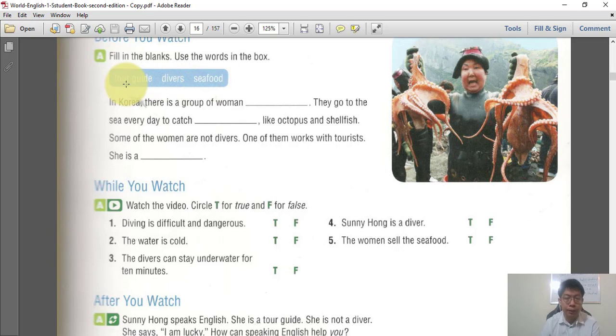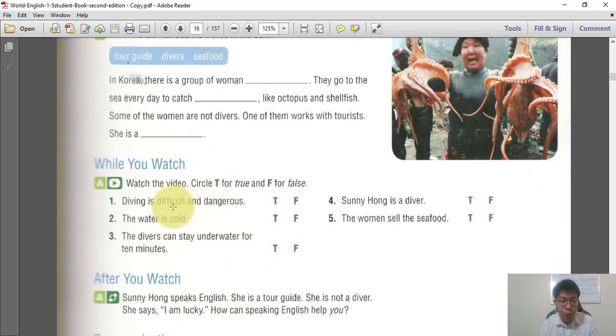Okay, you know tour guide, just like in Siem Reap a lot, we can see there a person who takes tourists to visit some place and then describes the events, describes the histories of that place or something. Divers, okay, this one is divers, a person who swims in the water to catch fish or to look for something. Divers. Seafood, I guess you already know. Take that word and complete. And after you watch, you have to answer the question here, true or false.